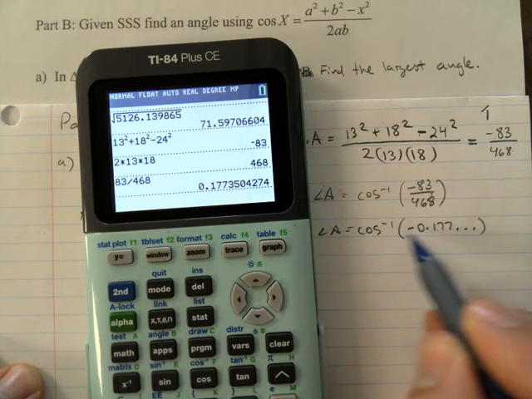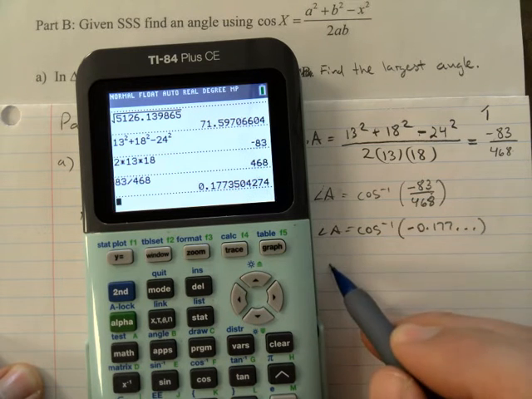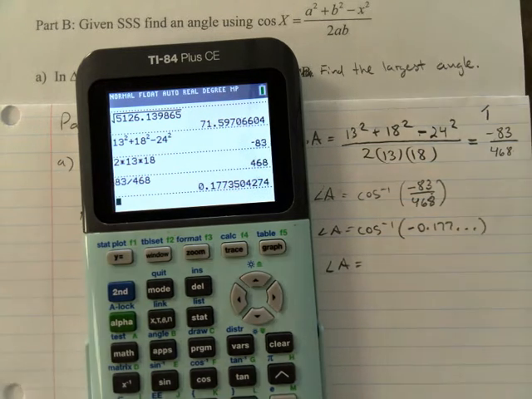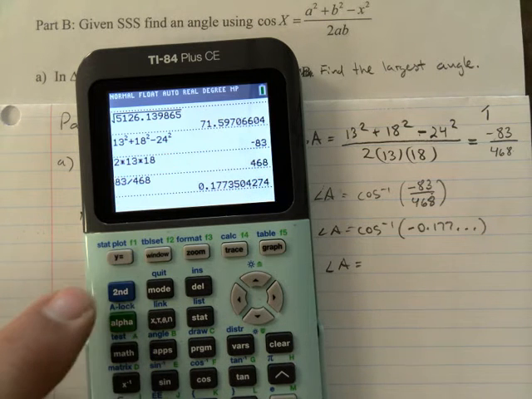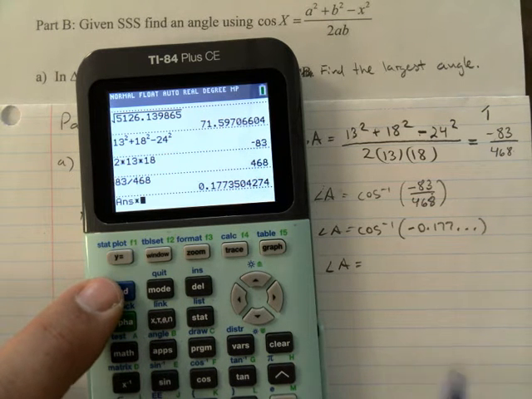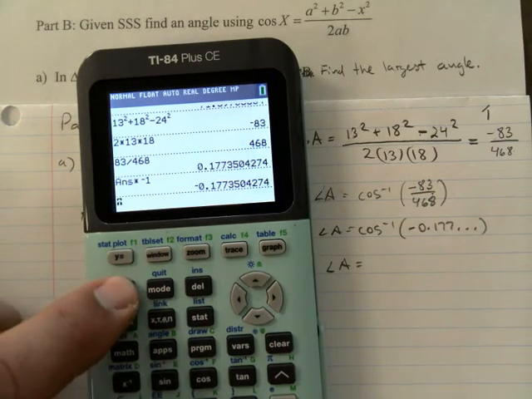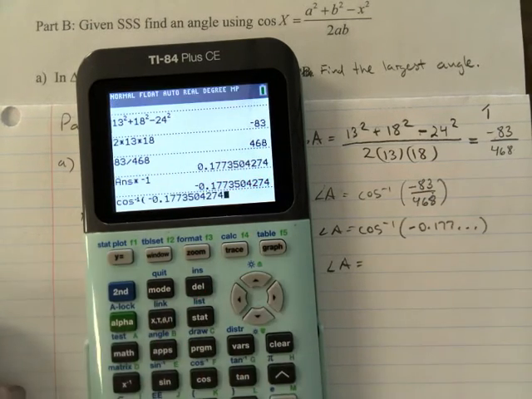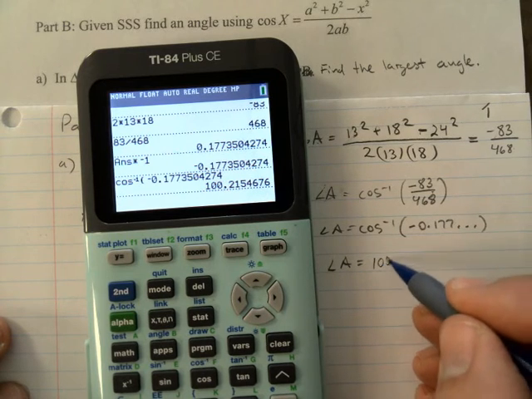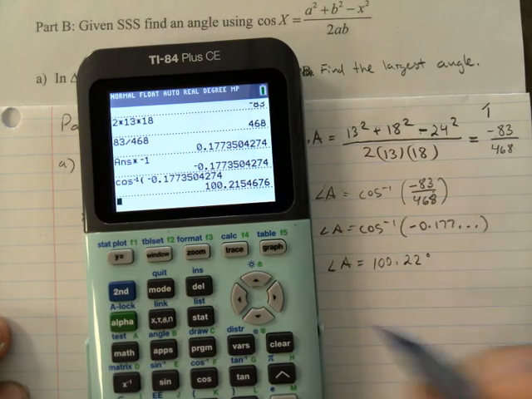You do not need to add this line. I would probably do that on an answer key so I can tell whether or not you got it right. I'm going to just turn this into a negative by multiplying it by -1 there. And second cosine of that, and you get 100.22 degrees.